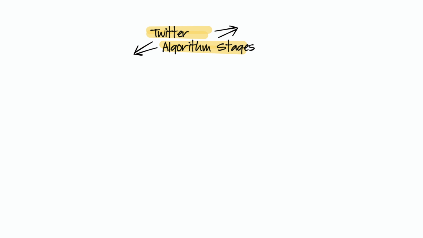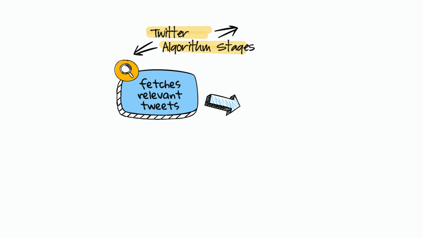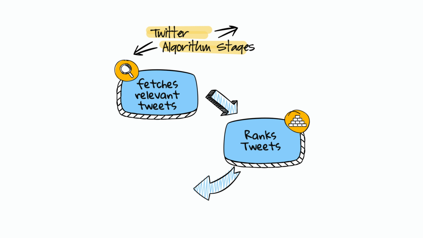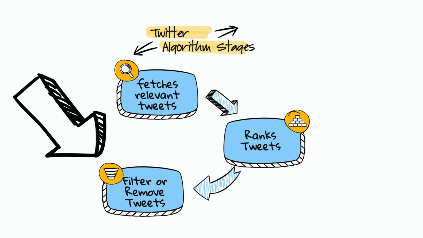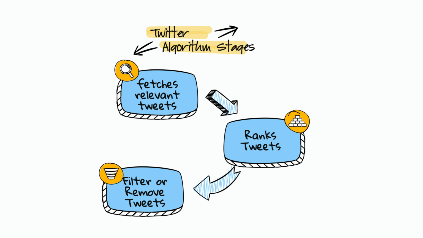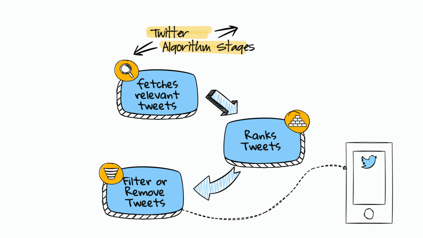The algorithm is made up of 3 different stages. The first stage is where it fetches relevant tweets, from 500 million tweets all the way down to 1,500. The second stage is where it ranks each of those 1,500 selected tweets. The third stage, this is where the algorithm filters or removes tweets based on whether you've blocked or muted the person, or you've seen the tweet and many other characteristics.